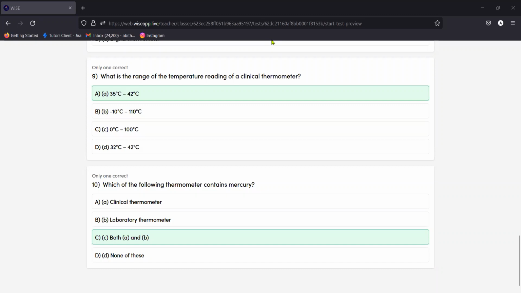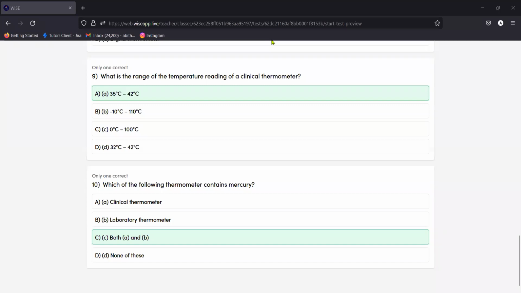Okay. So next, we have already discussed heat. Heat is a form of energy, right? And what are the units of heat? Heat is measured in joules, calories, and kilocalories.